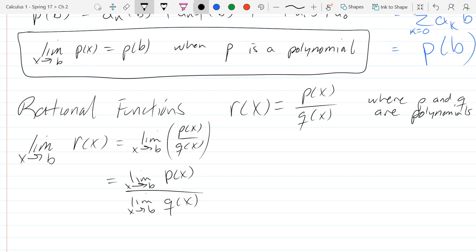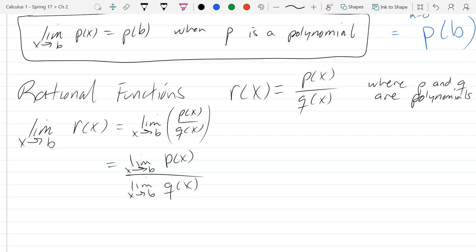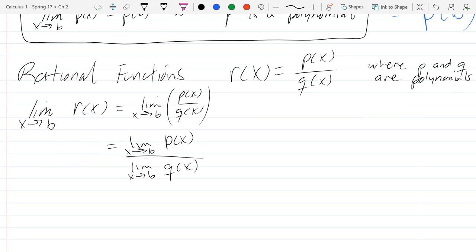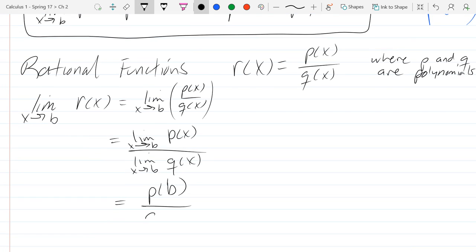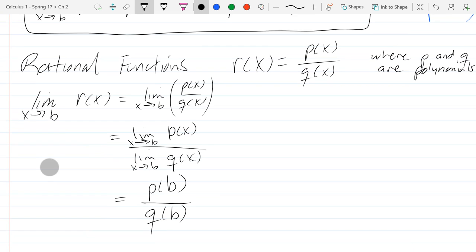So this is what the quotient law does. It just says take the limit of the numerator and denominator. And good news is P and Q are polynomials. So what is the top limit? Limit as x approaches b of P of x. If you know you have a polynomial, you can just plug in the limit value, or the x value you're approaching. So we got P of b, and good news is Q is a polynomial also, so I can do the same thing with Q. So I'm allowed to just plug in for Q right there. We got Q of b, and this of course is R of b.